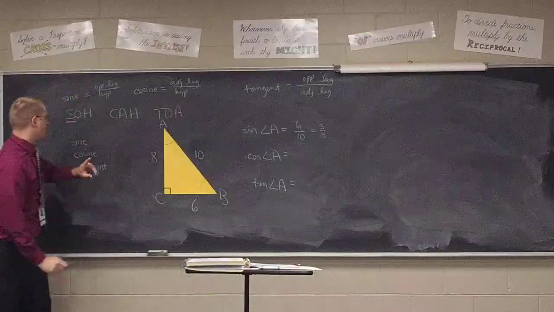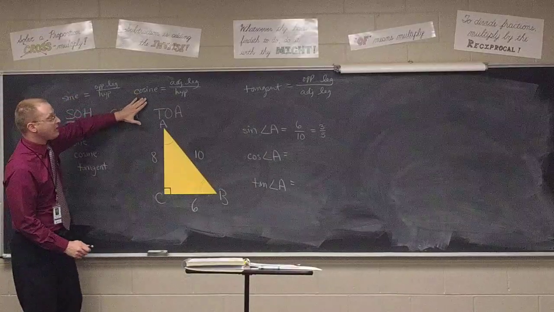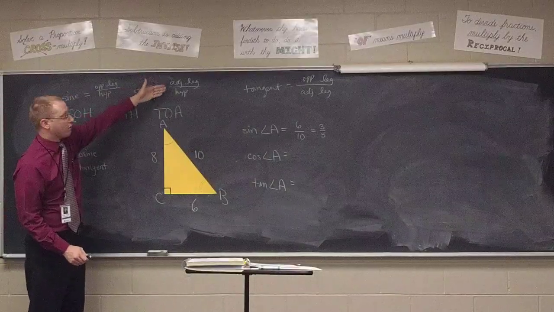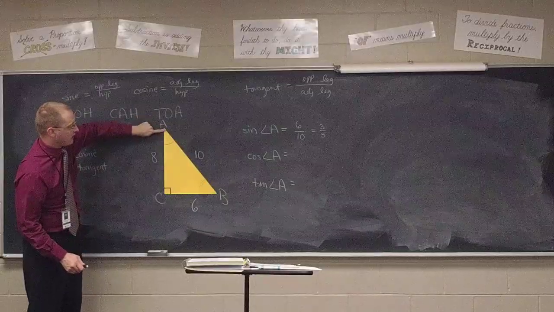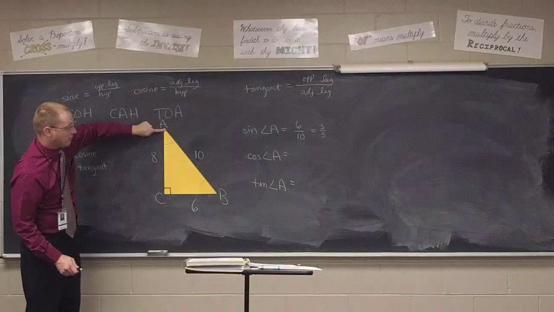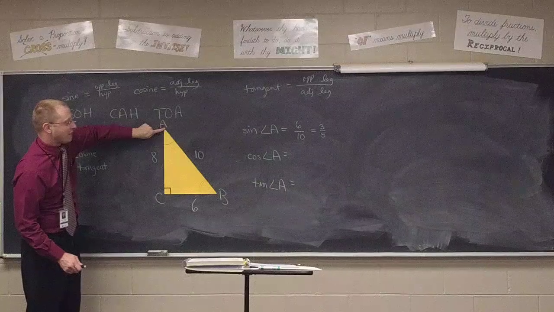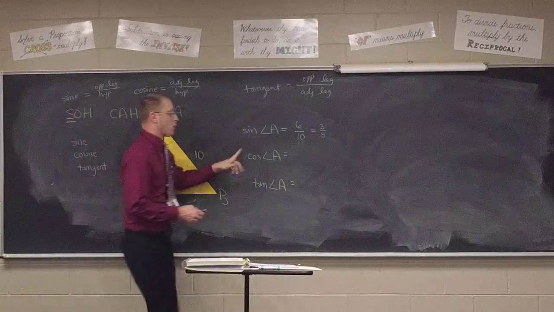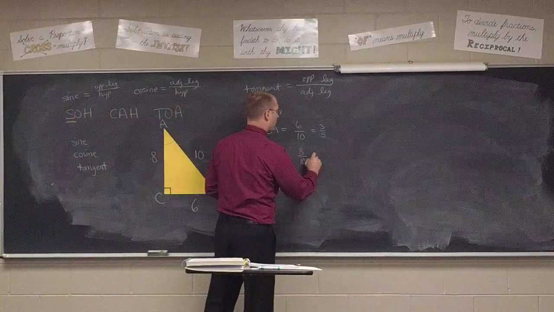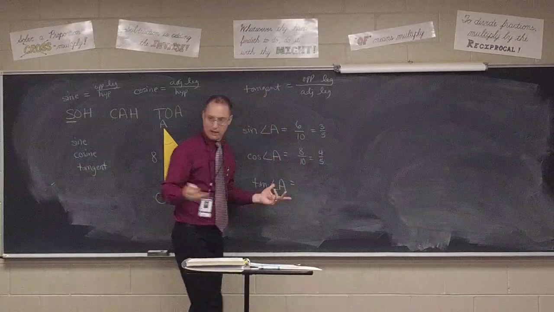For the cosine, class, is what over what? Adjacent leg over hypotenuse. Well, what's the length of the adjacent leg to angle A? 8. What's the length of the hypotenuse? 10. So the cosine's a ratio of 8 to 10, or we could reduce it to 4 to 5.